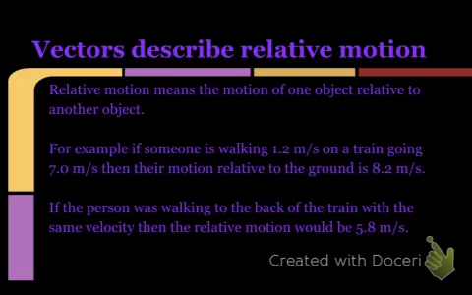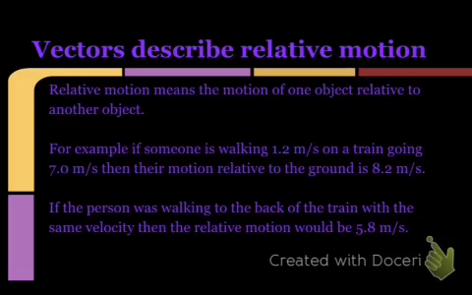For example, if someone is walking 1.2 meters per second on a train going 7.0 meters per second, then their motion relative to the ground is 8.2 meters per second because the ground is still and the train's already going 7 meters per second, and then you're adding an additional 1.2 meters per second on top of that. So if we compare you to the ground, you're going 8.2 meters per second. If we compared you to the train, you were only going 1.2 meters per second. So that's why it's important.